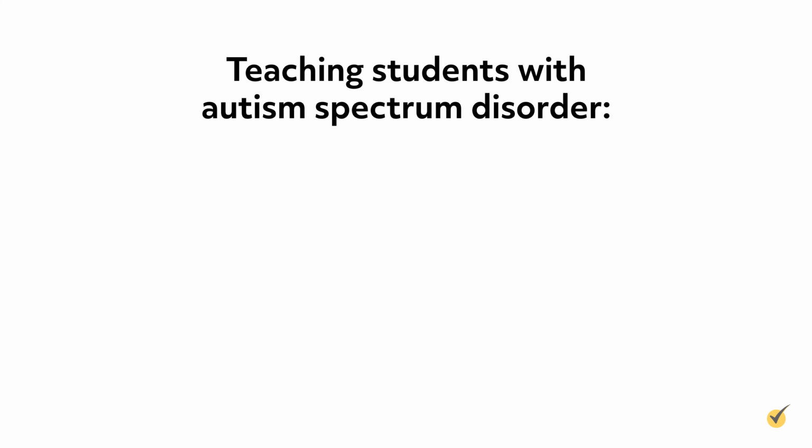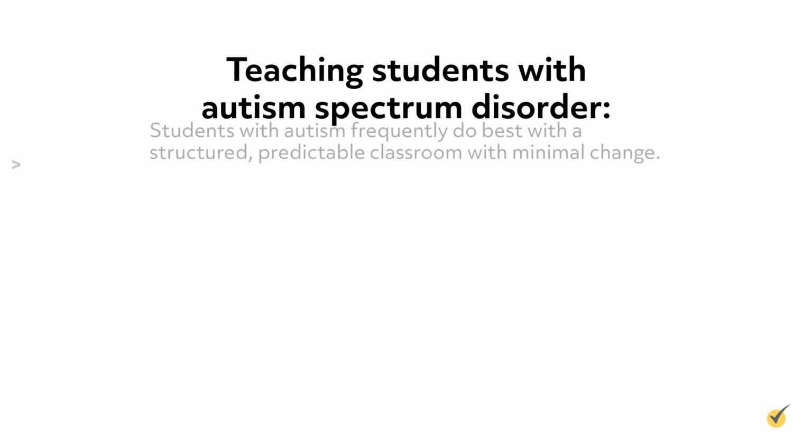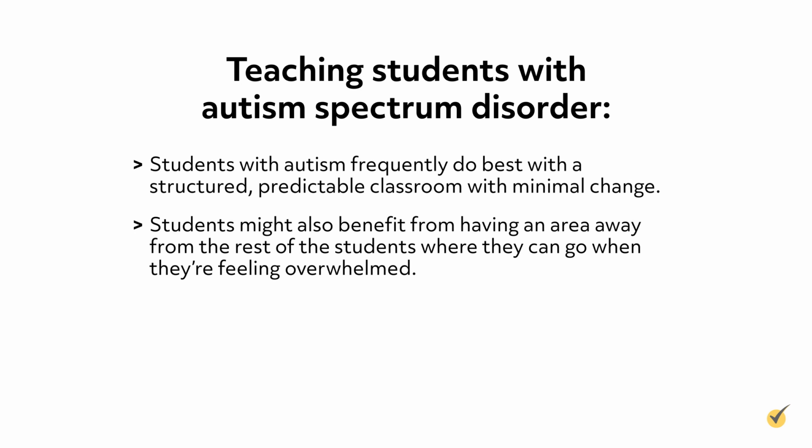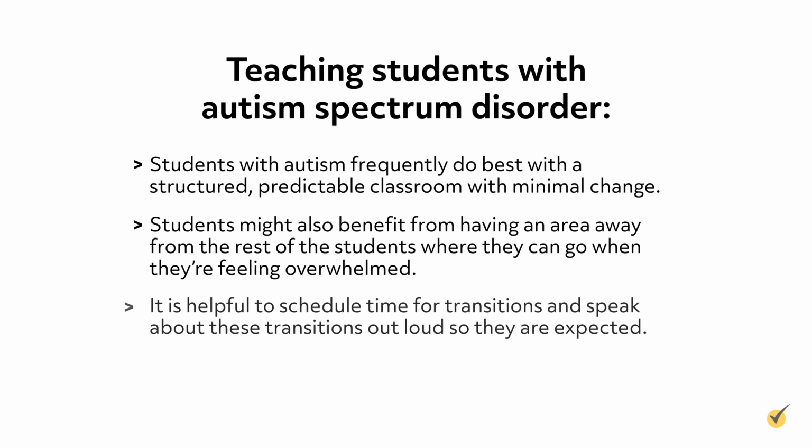For those teaching students with autism spectrum disorder, you may also choose to focus your management style on ensuring that the classroom remains calm and regulated. Students with autism frequently do best with a structured, predictable classroom with minimal change. Students might also benefit from having an area away from the rest of the students where they can go when they're feeling overwhelmed. It is helpful to schedule time for transitions and speak about these transitions out loud so they are expected.